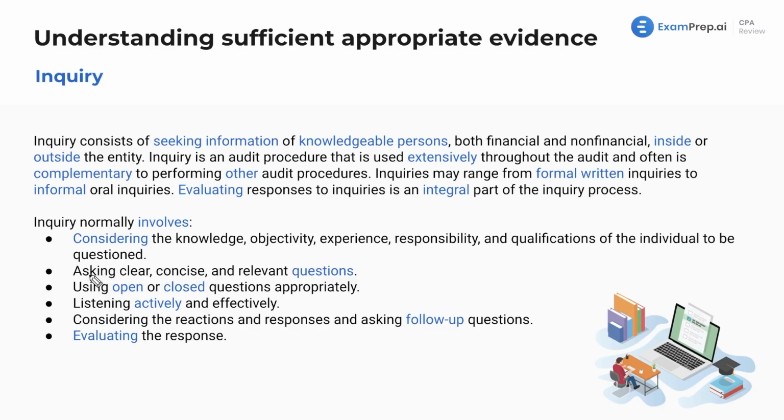We will also want to ask clear, concise, and relevant questions. Also, using open or closed-ended questions appropriately. If we want a yes or no answer, we're going to ask a closed-ended question. But if we possibly want to give someone the opportunity to elaborate further, kind of give more details, maybe if they know of any issues within the accounting system, we might ask an open-ended question. We also want to listen actively and effectively, make sure that we're not going to miss anything they say. Next, considering the reactions and responses and asking follow-up questions.